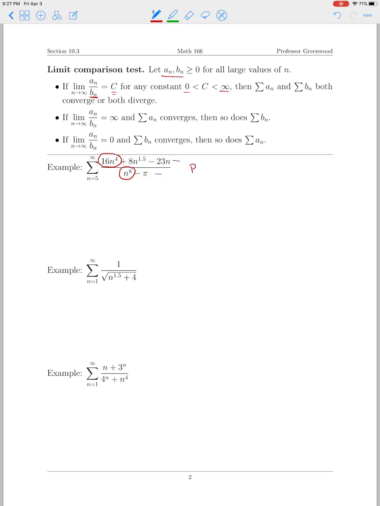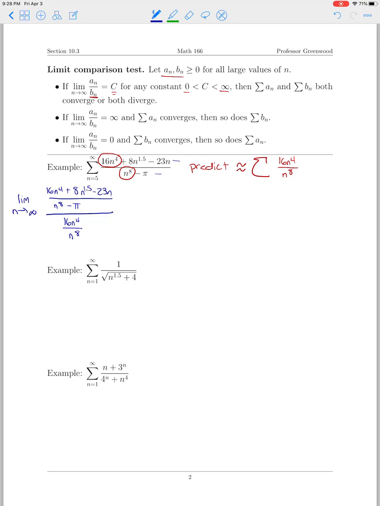And so we might predict that this is going to have the same behavior as 16n to the fourth over n to the eighth. In order to show that that's definitely true, we're going to have to take the limit of the ratio of the original series and the one that I am comparing it to. And so I'm going to take this limit as n goes to infinity of all of the stuff that I had originally, 16n to the fourth plus 8n to the 1.5 minus 23n divided by n to the eighth minus pi. It's very annoying to write. And then I'm going to divide all of this by what I think it's probably like, which is 16n to the fourth over n to the eighth. And so now I need to figure out what this limit is.